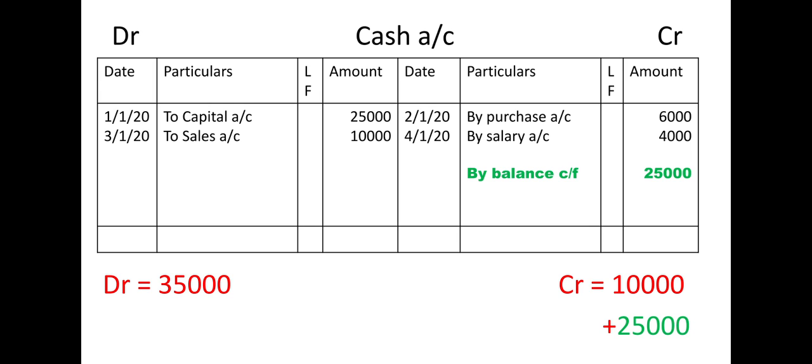So I have written 25,000 on the credit side, students. And what should we write in the particulars column? Yes, this is a balancing amount, so we have to write "By balance c/f". c/f is the short form of carried forward. By balance carried forward, 25,000.